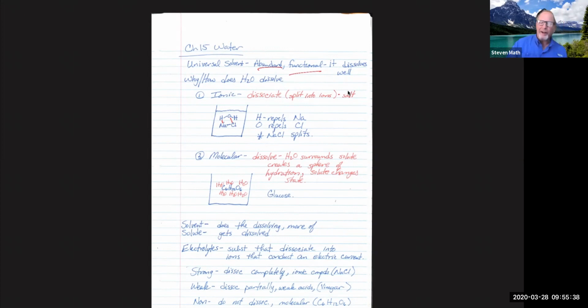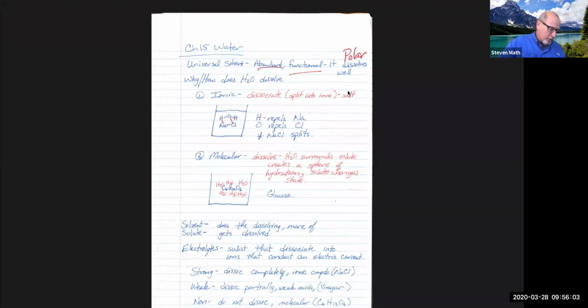Now, why does water dissolve things so well? Well, because water is very polar. That's the key here. The polarity of the water and the size of the molecule is what makes water so absolutely unique. So if something is ionic or solute, we're going to put something into water.